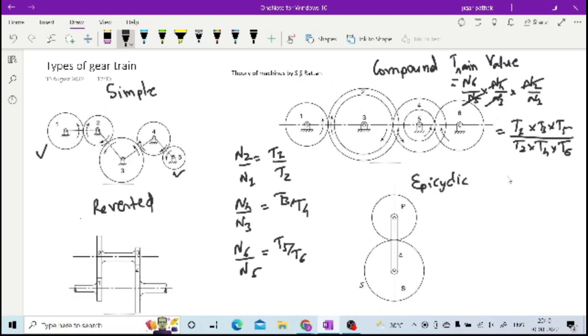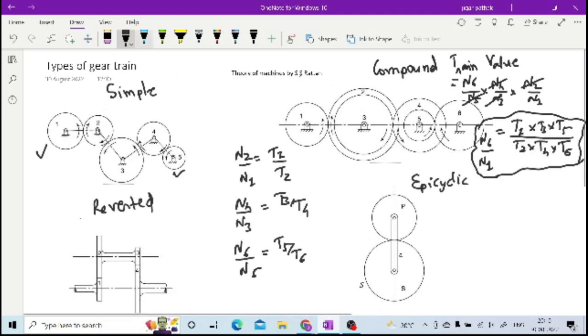So for the compound gear train, the value n6 by n1 can be given by this equation, t1 t3 t5 divided by t2 t4 t6. If you see, this t1 t3 t5 is nothing but the product of driving gears, because here 1 is driving 2, here 3 is driving 4, here 5 is driving 6. So in a compound gear train, the train value n6 by n1 is equal to the product of the number of teeth on driving gears divided by the product of the number of teeth on driven gears. So this is how you can calculate it in the case of a compound gear train.